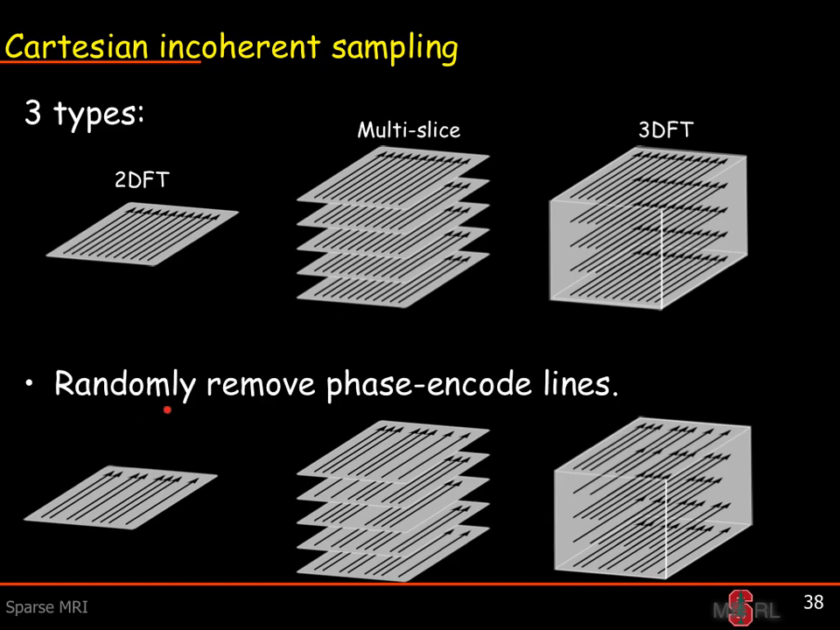We can do so by randomly removing phase encoding lines. This is a very simple thing to do, and the remaining samples are still some fixed delta, or an integer multiple of delta, away from each other in every case, which helps with robustness in terms of eddy currents and such. So from the 2DFT, we can just randomly drop phase encoding lines. In the multi-slice case, we can take different sampling patterns on different slices. And in the 3DFT case, we can also take different patterns in different k-space slices in the kz dimension.